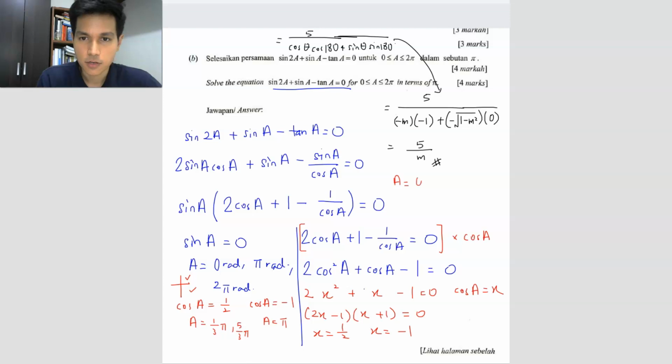So first you have 0 radian, this one, this one, this one, these two, and this. Okay, these are all your answers. So 0 radian, 1 over 3 pi radian, 5 over 3 pi radian, then you have pi and 2 pi. Okay, so these are your answers. All right, so let's see the next question.